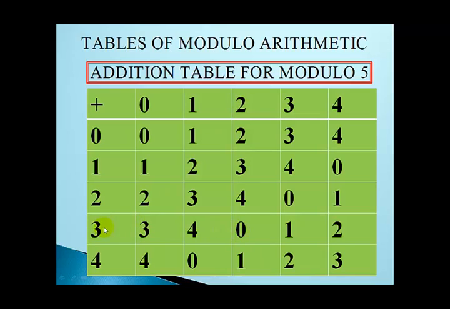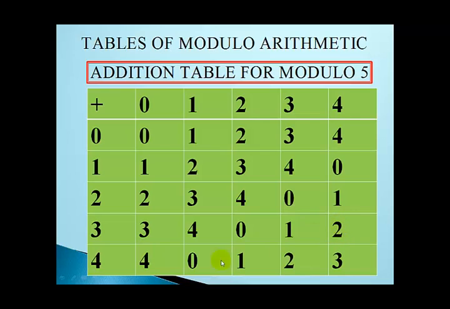Now 3 plus 3 is equal to 6. And 6 in mod 5 is equal to 1, because we have only one group of 5 in 6 and the remainder is 1. We are only interested in the remainder, so we write the remainder 1. That means that 3 plus 3 in mod 5 equals 1. Now 3 plus 4 is equal to 7. And 7 in mod 5 is equal to 2. Why? Because we have only one group of 5 in 7 and the remainder is 2.